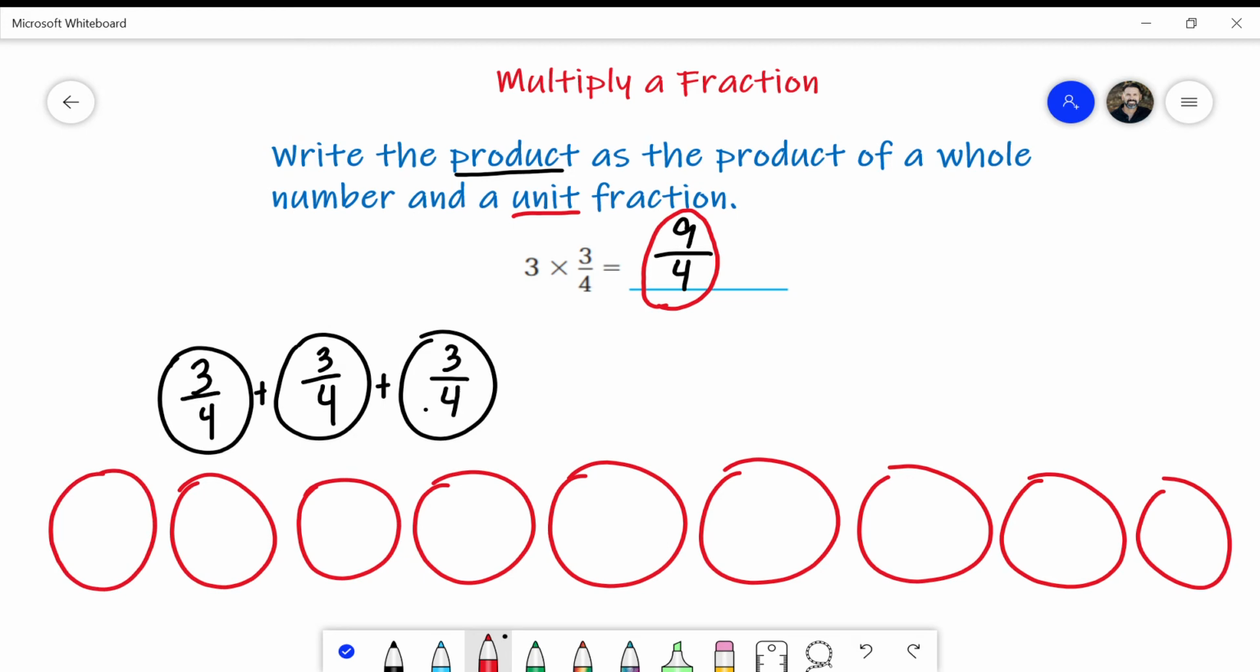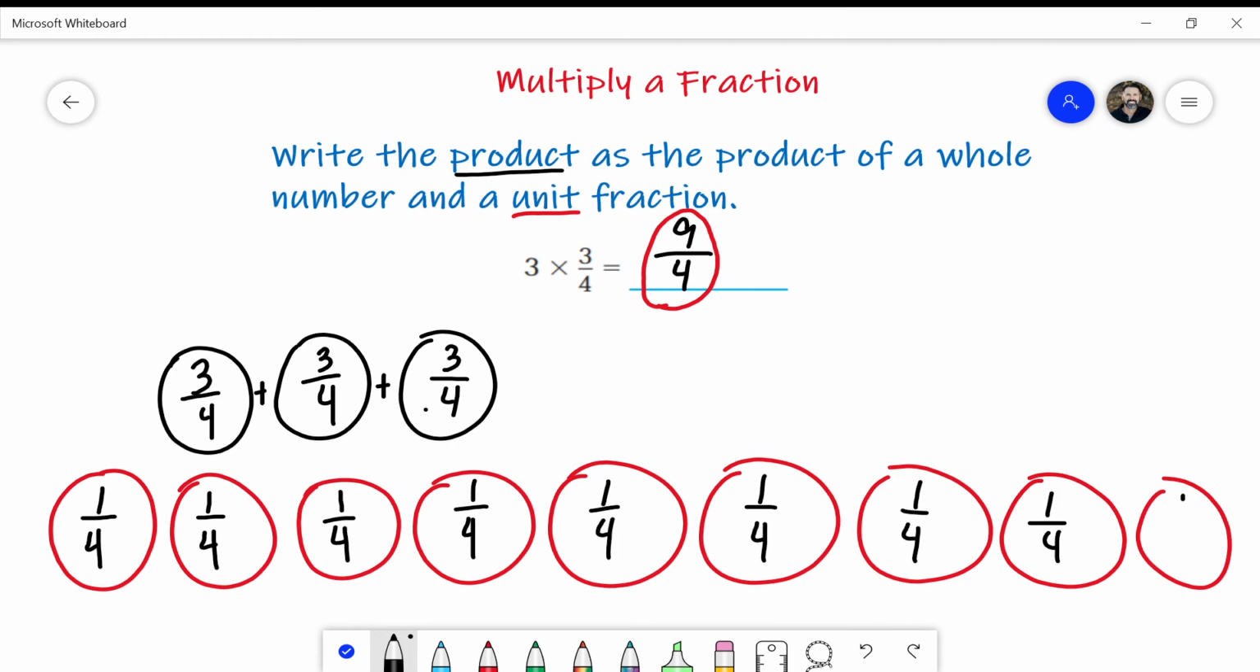So if I have 9 groups, I want to break the 9/4 into individual groups. So I'm going to write 1/4 inside of each of them. One more after this, right? So you can see I have 9 groups with 1/4 in it. If I put those all back together, I end up back at the 9/4. So what they want us to do is take the 9/4 and write it as the product of a whole number and a unit fraction.